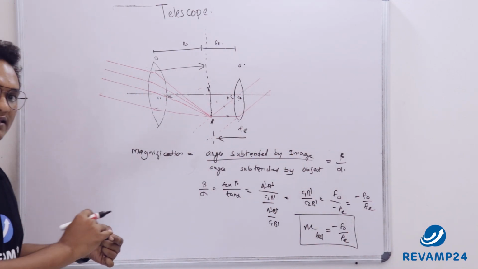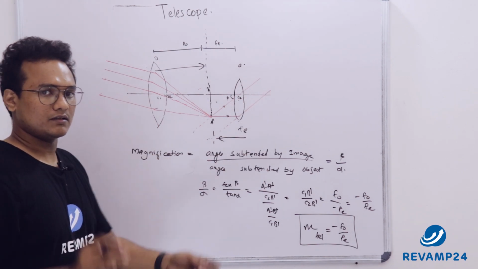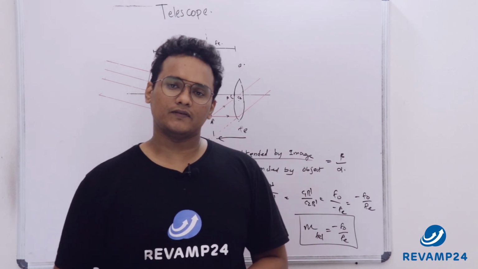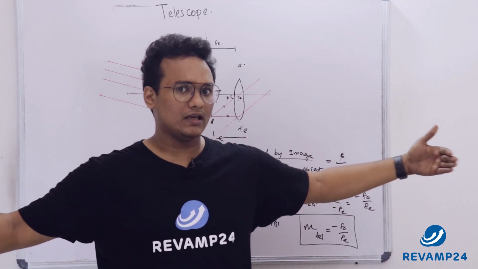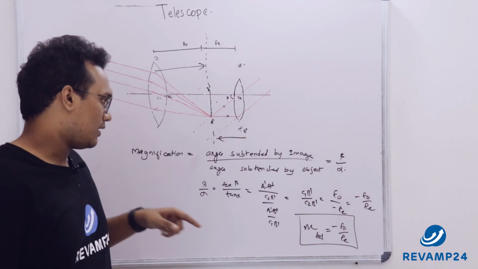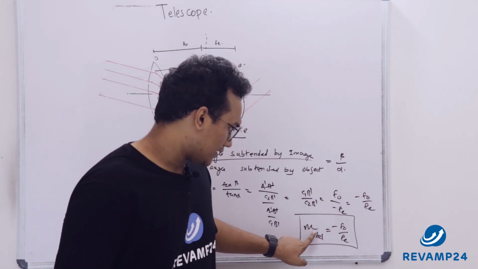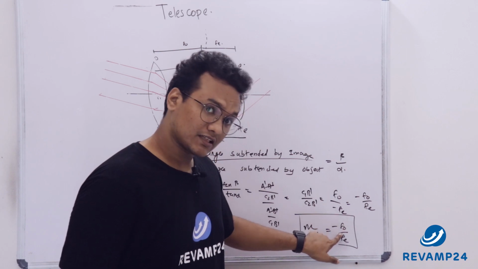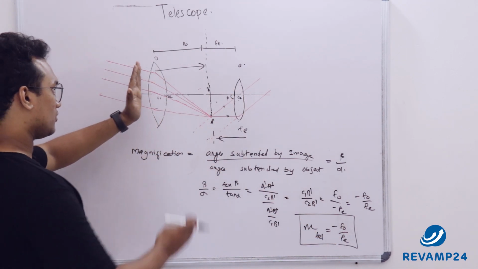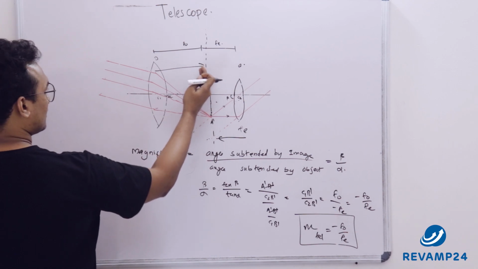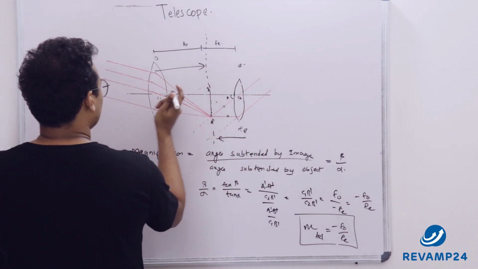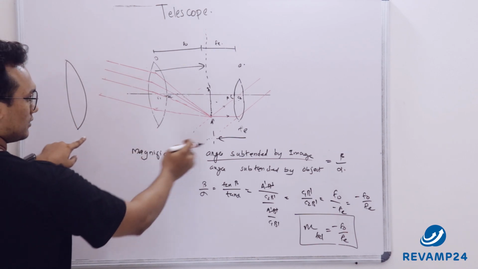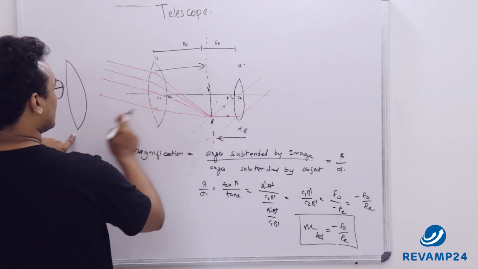Now this is the reason why a telescope is very large. See, a microscope is smaller in length, approximately 30 to 50 centimeters, but our telescope is very large, right? In feet it is measured. The reason is, for a larger magnification we need a smaller focal length for the eyepiece and a larger focal length for the objective. So larger objective focal length means I have to bring my objective somewhere here. Now see, the distance between the eyepiece and the objective becomes more.